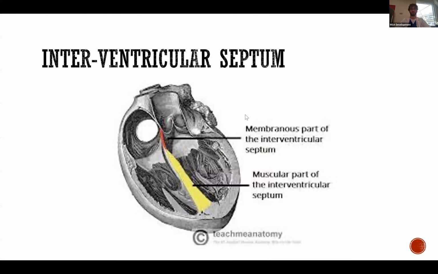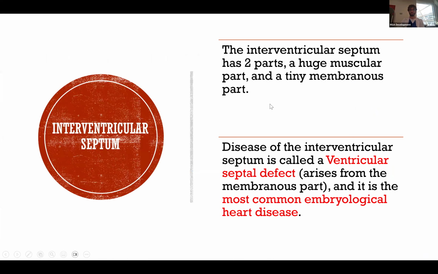Okay, what about the ventricles? Isn't there a septum between them? There is. We call it the interventricular septum. Inter, between; ventricular, ventricles; septum. The interventricular septum is made up of two parts, a big, huge muscular part and a small, tiny membranous part. But even though this membranous part is tiny, it can actually cause the most common heart defect.